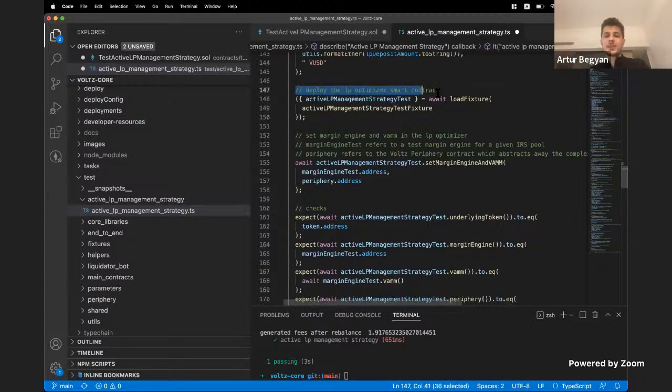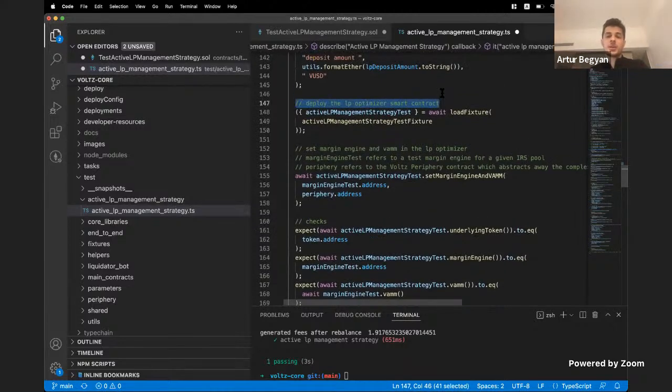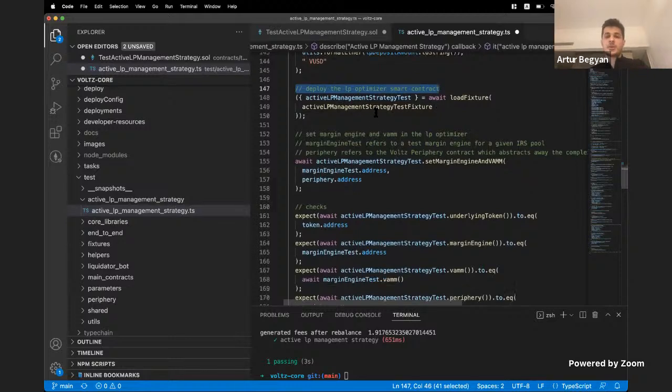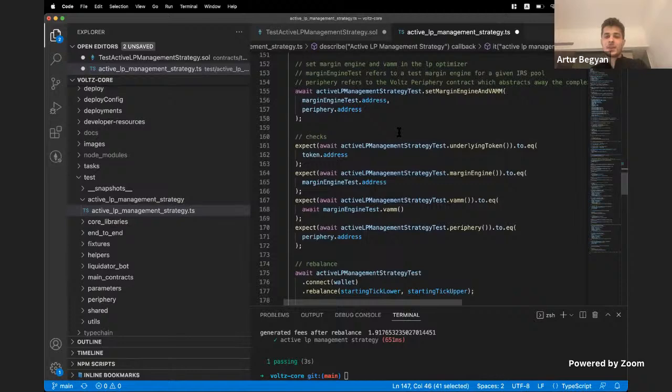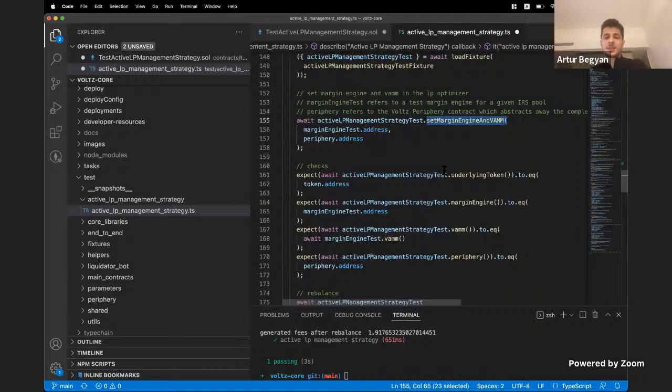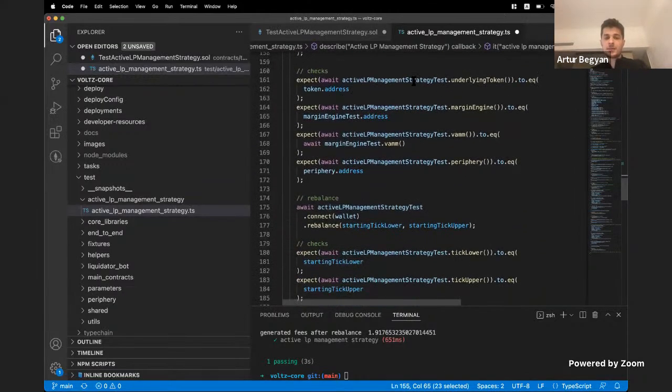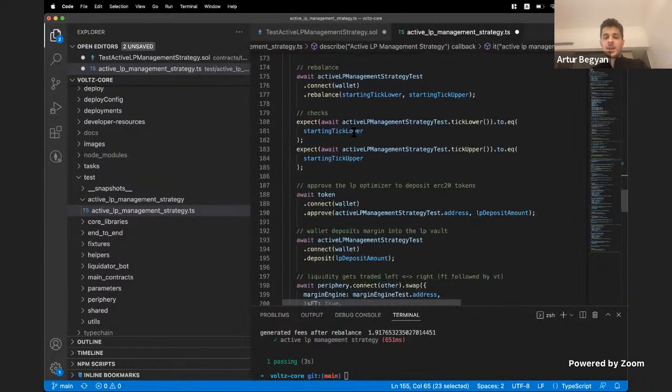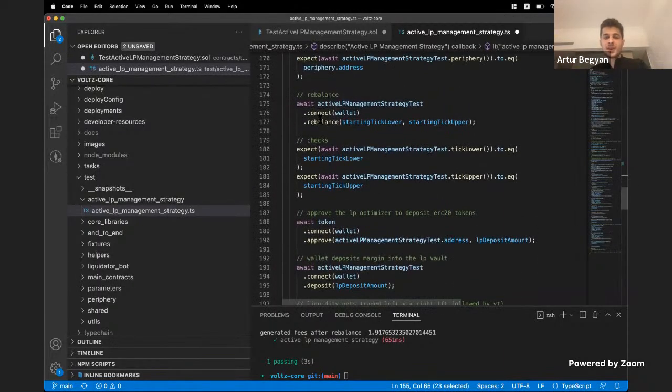Once that's done, we can deploy the LP optimizer smart contract by calling its fixture, then setting its margin engine and VMM in order for it to be able to interact with them. Once that's set, we perform a few checks to ensure that the variables have actually been set correctly. And then we call our first rebalance, which sets the starting tick lower and starting tick upper in the protocol, and checks if there's any liquidity to mint. If there's no liquidity, it just sticks those upper and lower ticks into the protocol until some trader comes in and starts depositing funds.